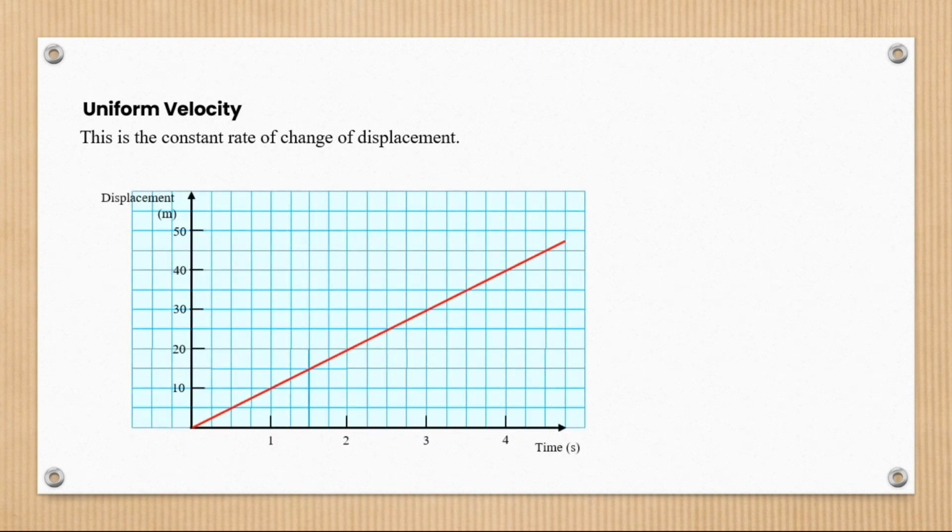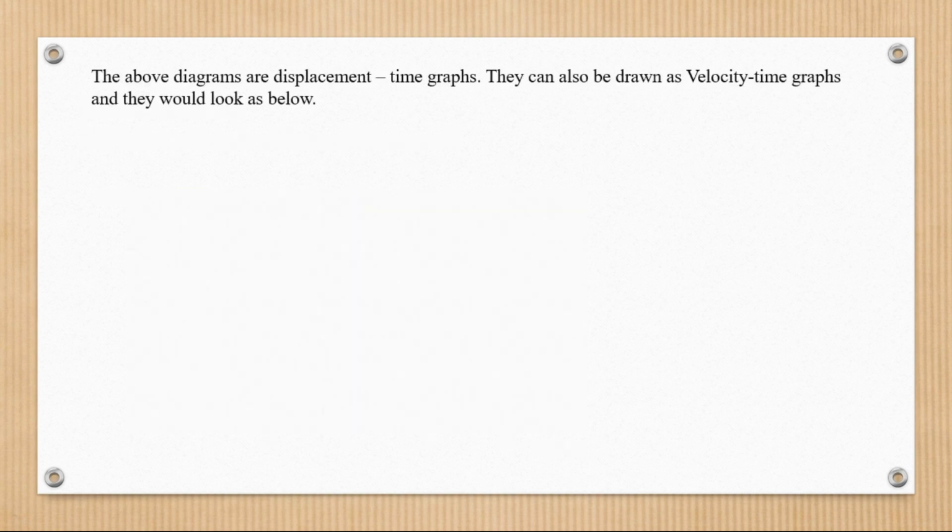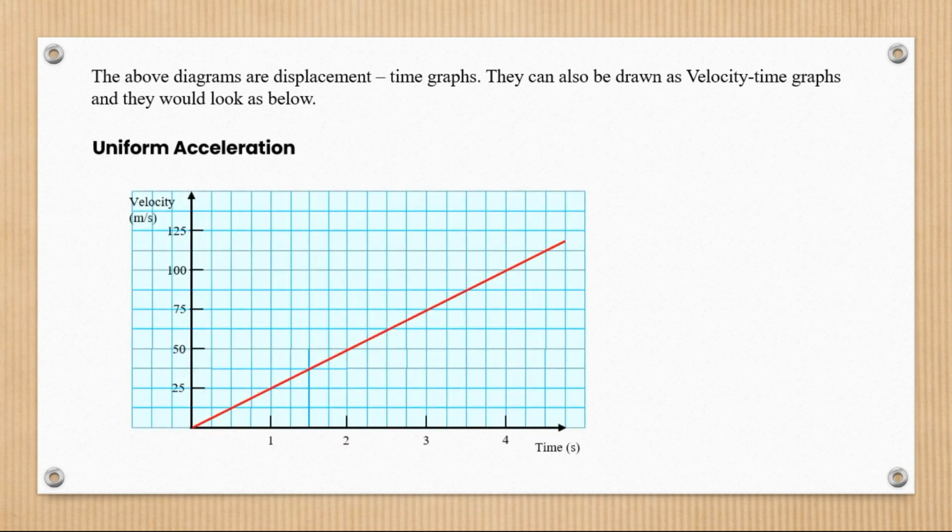All right, let's get to another one. Uniform velocity is the constant rate of change of displacement, and this is how we represent it. It's represented as a straight line with a constant gradient. The above diagrams are displacement time graphs. They can also be drawn as velocity time graphs, as they would look below. Now you don't need to memorize these graphs. They're just meant to give you a picture of what that graph would look like. How about uniform acceleration?